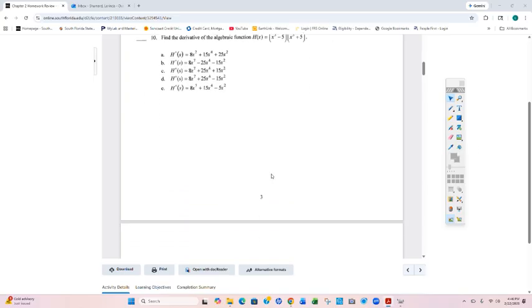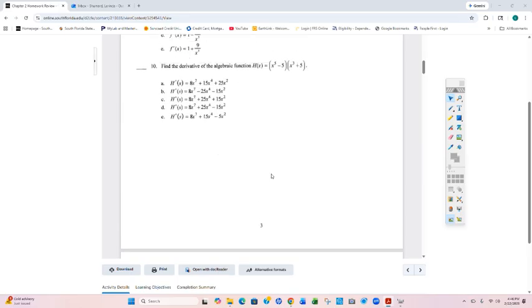Number 10, find the derivative of the algebraic function capital H of x equals x to the 5th minus 5, in parentheses, times x cubed plus 5, in parentheses. So, open parenthesis, x to the 5th minus 5, close parenthesis. Open parenthesis, x cubed plus 5, close parenthesis.